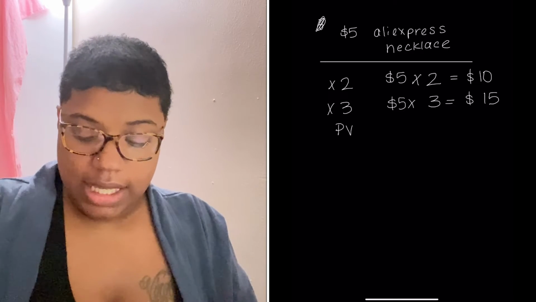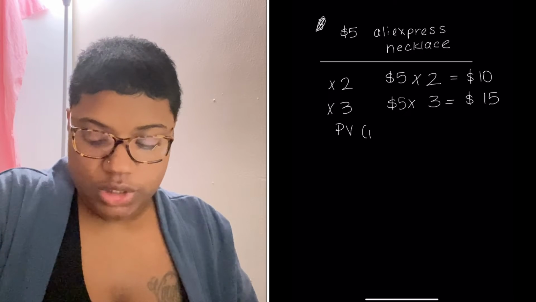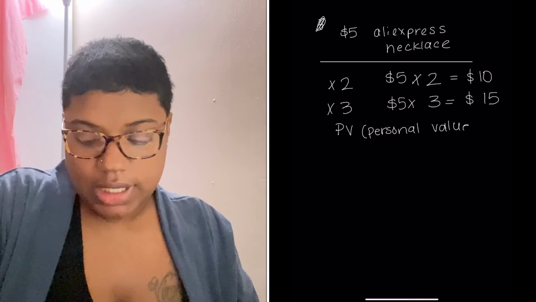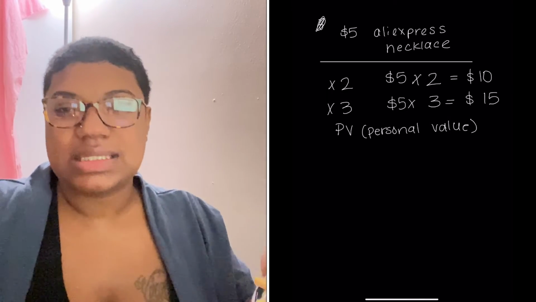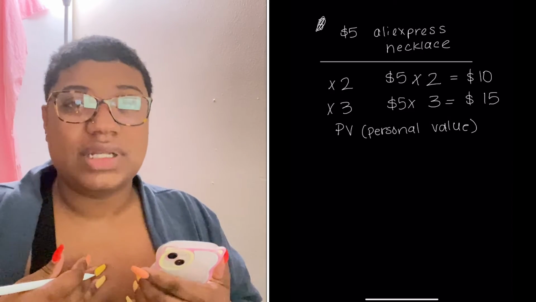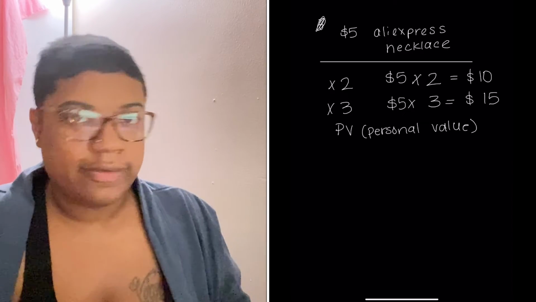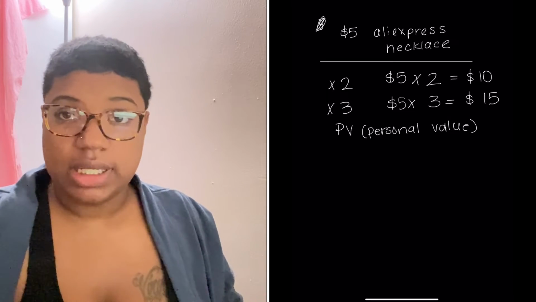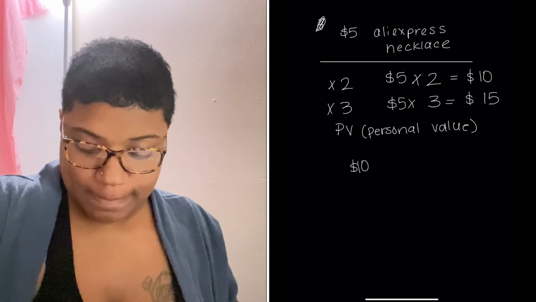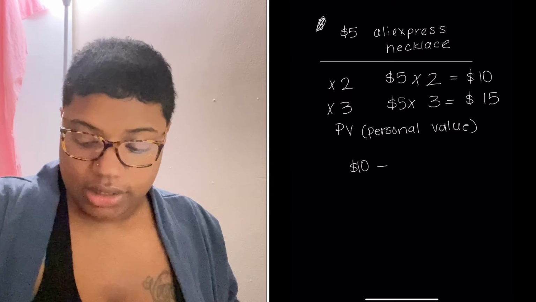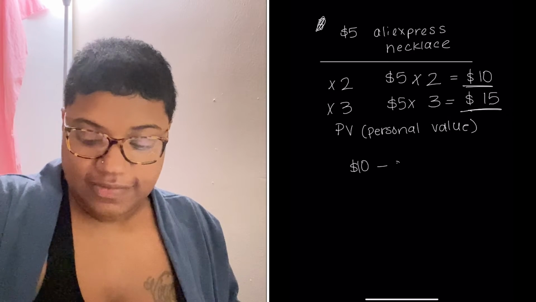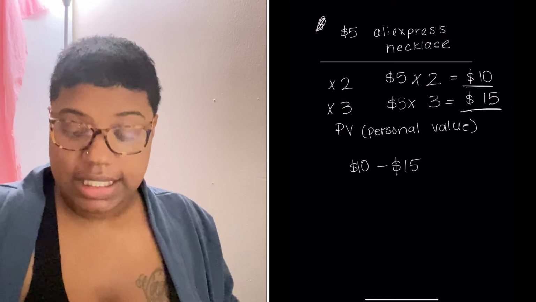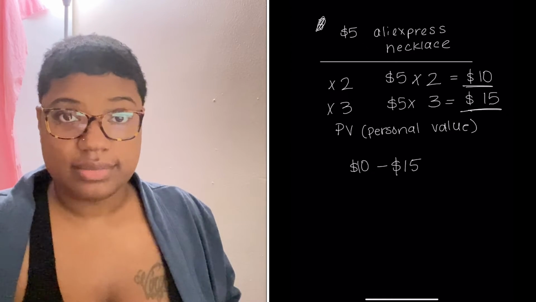All right. Now, my PV, which I call my personal value, is what I personally feel this item would be worth. What would I pay for this? What do I think people would honestly pay for this? Okay, so I have two numbers already. I have the $10 right here, and then I have the $15. So I already know I could charge anywhere between $10 to $15 and still make a good profit, okay?